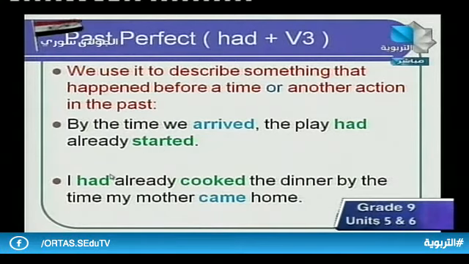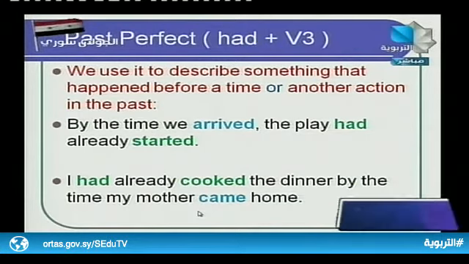I had already cooked the dinner by the time my mother came home. So my mother came home, and I had already cooked the dinner. It means that I had finished the action of cooking before my mother arrived home. We have two actions in these sentences.